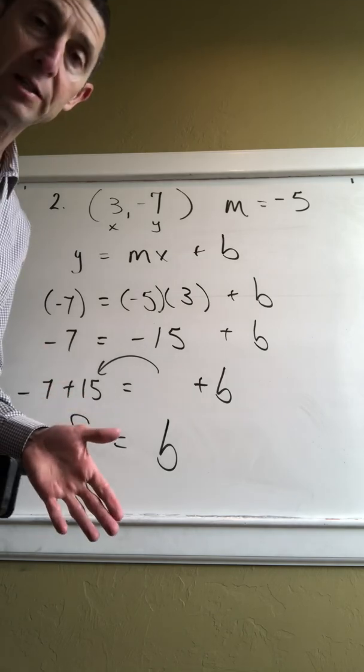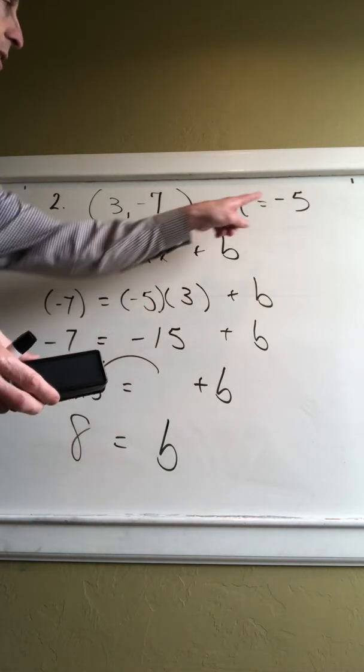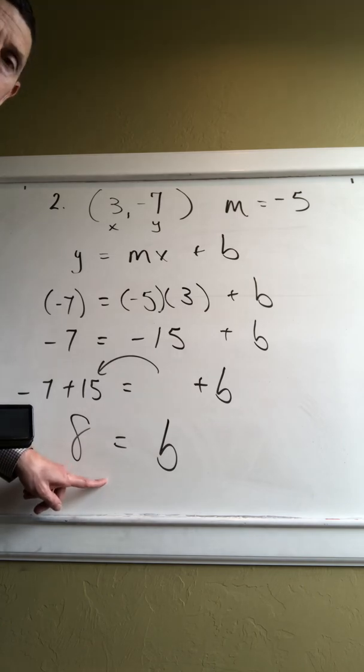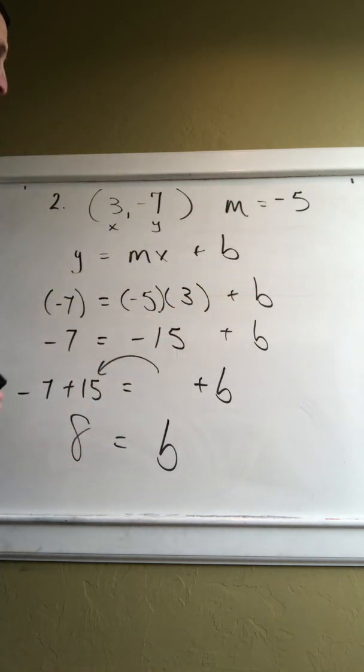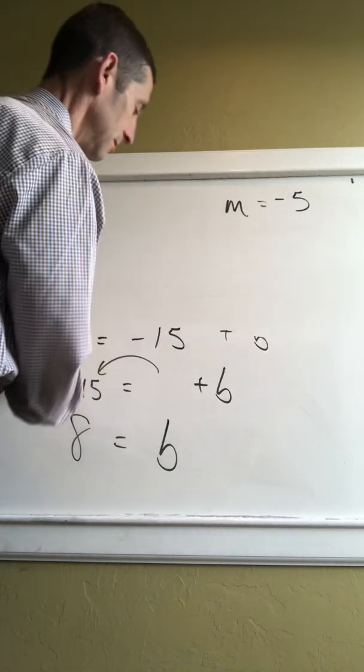So you have to find two things for each problem. Two things you got to find. You got to find m and you got to find b. M and b. So m equals -5. B is equal to 8. Let's get all this out of the way.